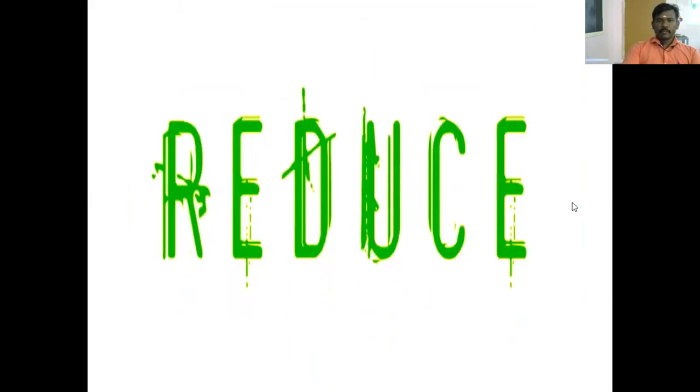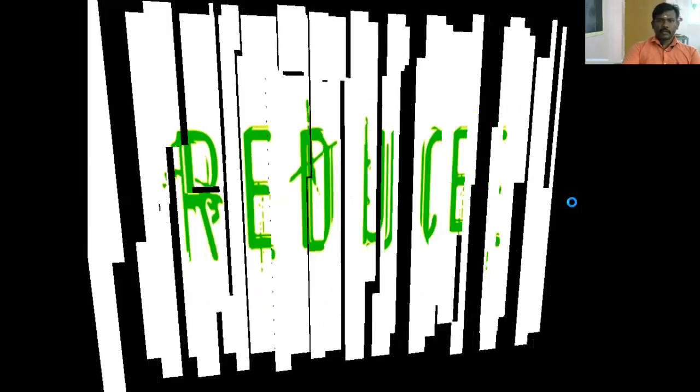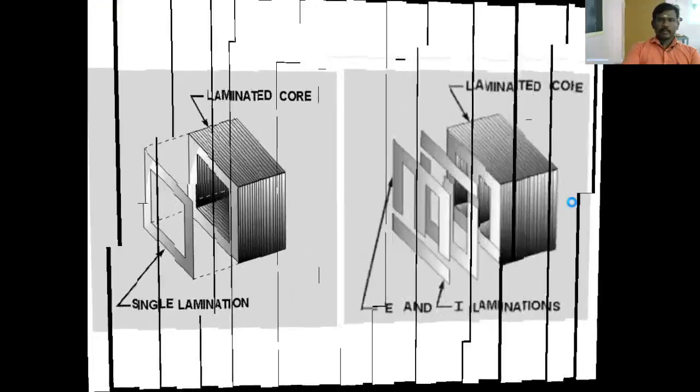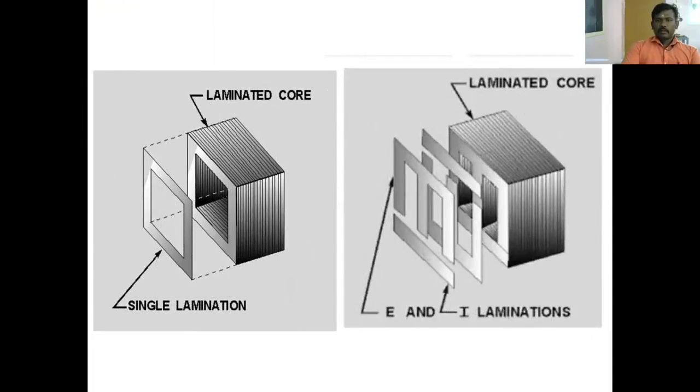Next, how will you reduce the eddy current in any metal? Already I told that there are two things. The first one is, instead of using thick metal, alternatively we can use a thin laminated sheet. If you use a thin laminated sheet, it will reduce the eddy current in the material.